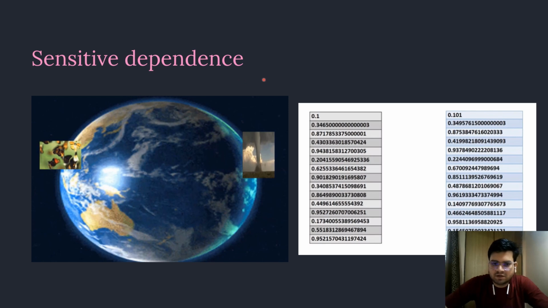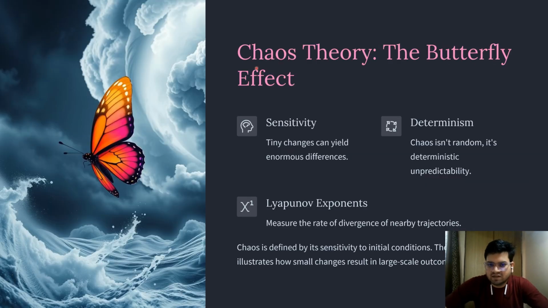Sensitive dependence is the third property of a chaotic system. We can see by this metaphorical effect that at one end of the world the butterflies are flapping their wings, and at the other end it creates a tornado, which means that if we change a little bit in the initial conditions, we will get a drastic change at the final stage. The concept which we have seen in the last slide is known as the butterfly effect. It is sensitive, which means tiny changes can yield enormous differences.